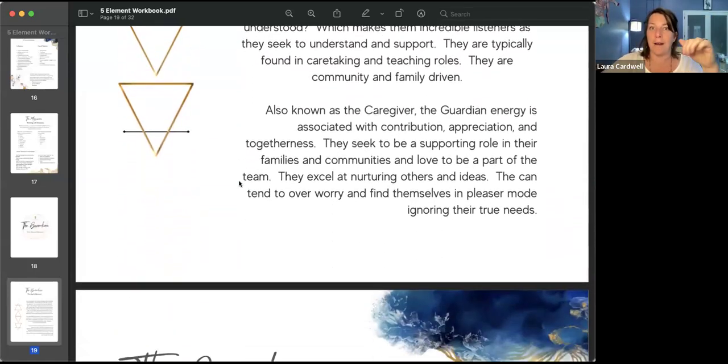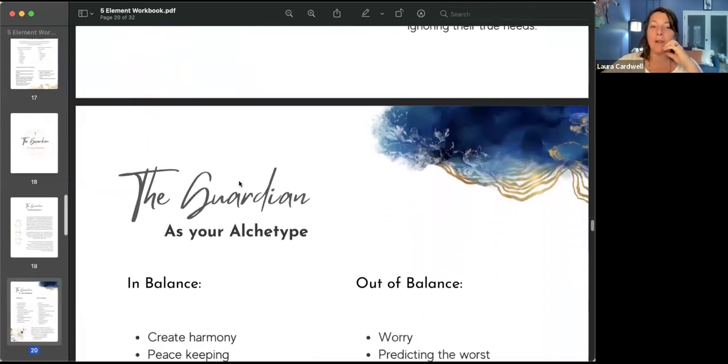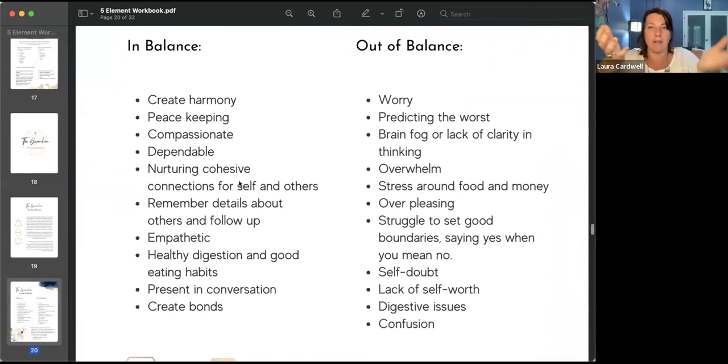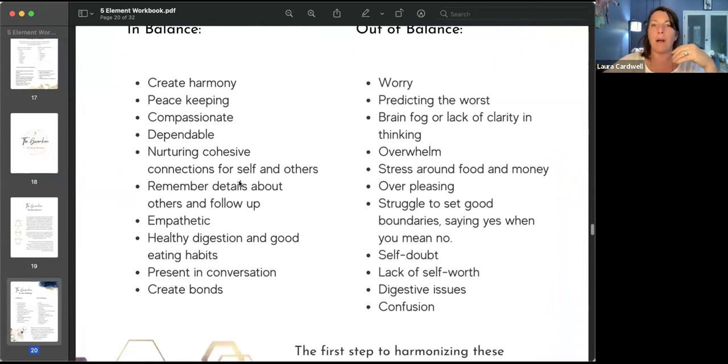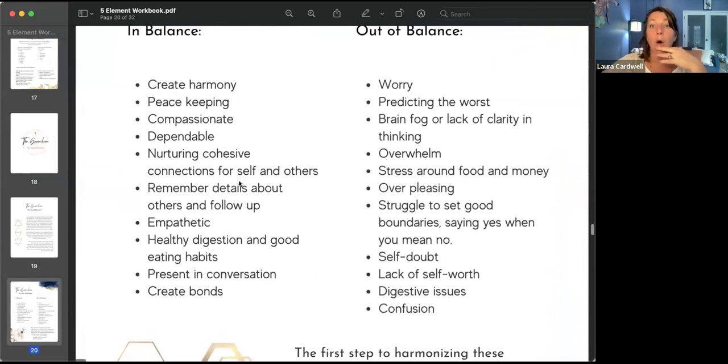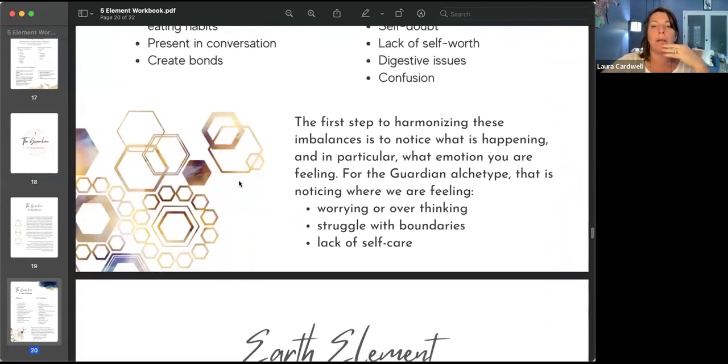And so we'll go into that more. But what it can look like when it's in balance, it's all that nurturing, and it's there to create peace and harmony. They tend to be peacekeepers. They tend to be very empathetic. And then out of balance, we tend to see a lot of worry or predicting the worst, or we also see self-doubt, digestive issues happen here, over-pleasing, overwhelm.